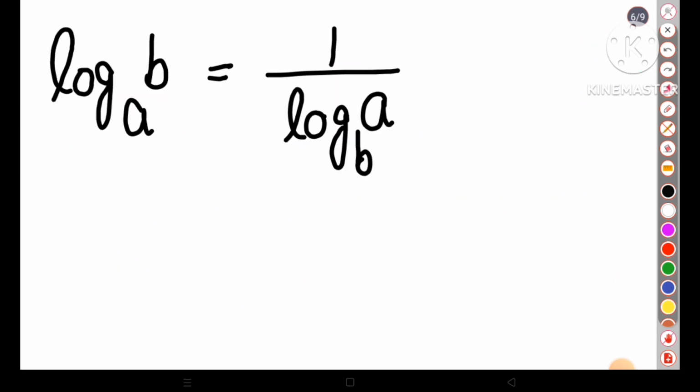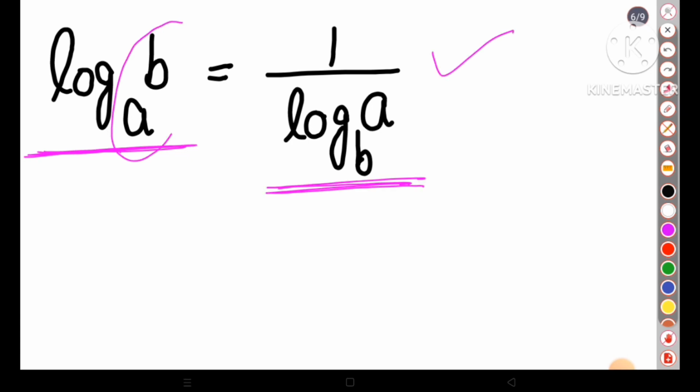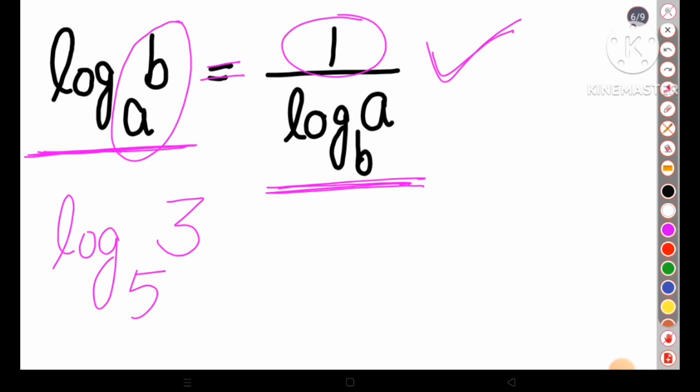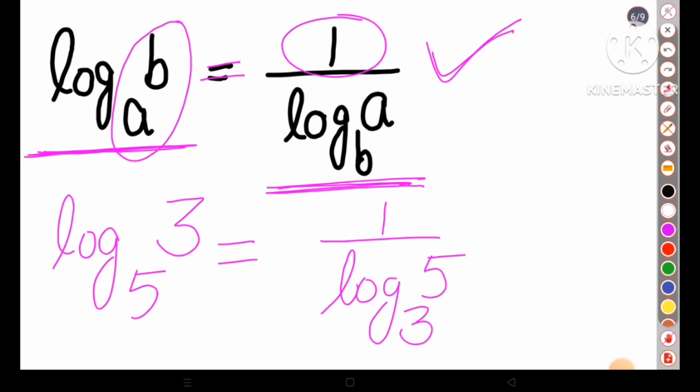The next property is log b with base a is equal to 1 upon log a with base b. That is, we can exchange the input and the base of a log function by writing it as the reciprocal. That is, log 3 with base 5 can be written as 1 upon log 5 with base 3.